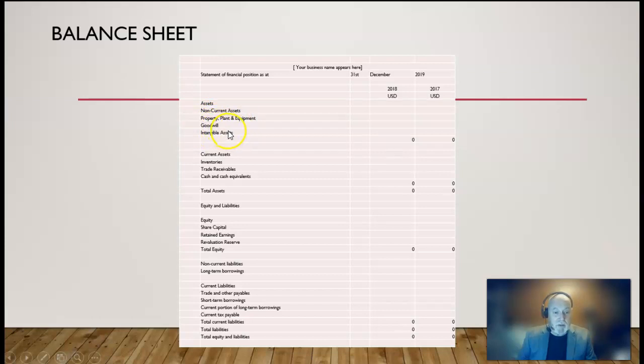Goodwill and intangible assets are also non-current assets, and we'll talk about that more when we get into the accounting. And then under liabilities, that's what we owe, typically to pay for the assets that we have. So if we bought, for example, a truck to deliver, we might have bought that on a note, on a loan, and what we have outstanding on the loan is considered a liability.